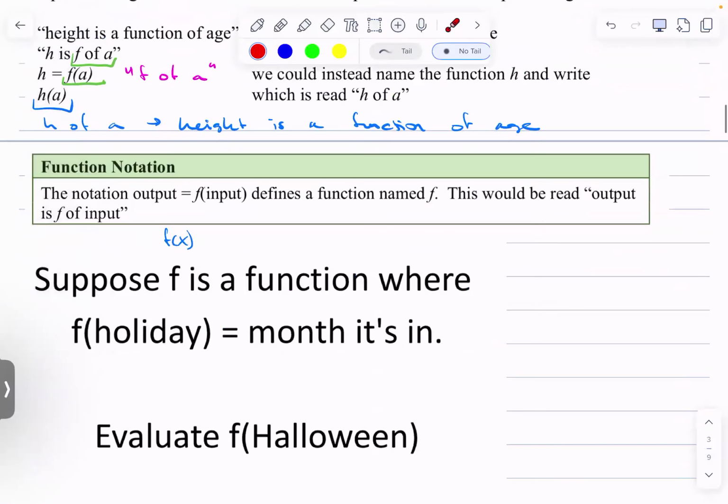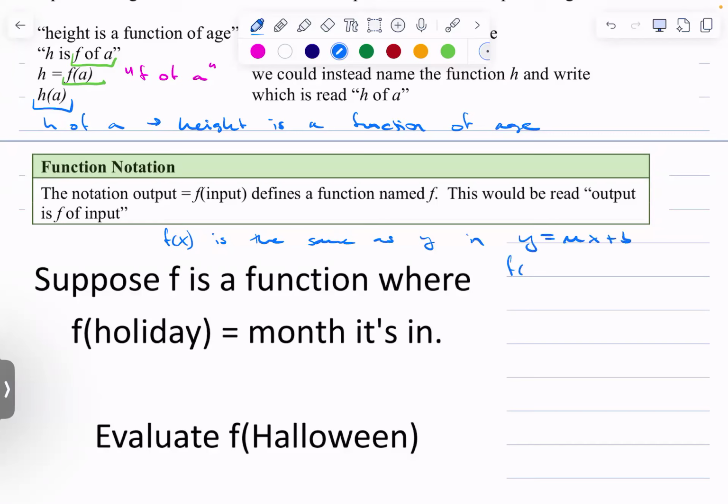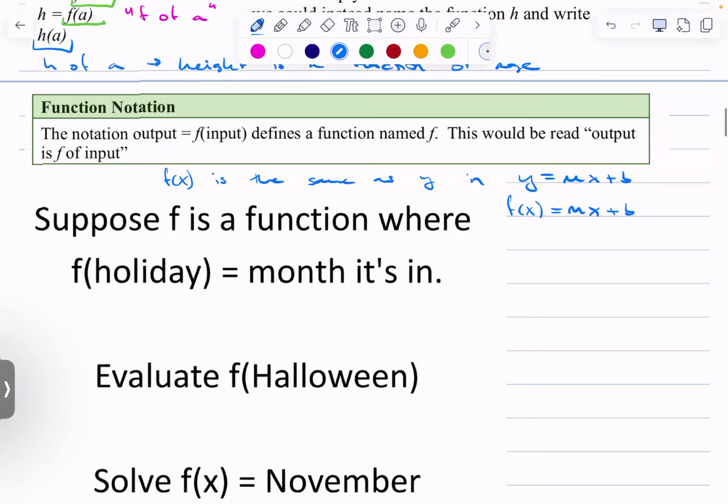I'll make a note of that. So f of x is the same as y in y equals mx plus b, which means that f of x can be written as mx plus b. It's just a fancy way of saying y. F of x is the output when you give x. Any questions before we do an example?